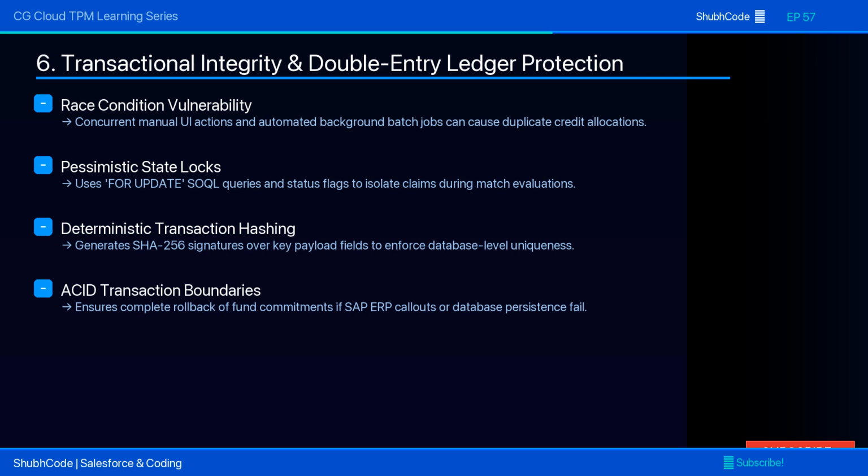The moment a claim evaluation initiates, the claim record updates its status to processing_lock__c equals true via a record locking Apex context using FOR UPDATE SOQL queries. Furthermore, every financial ledger movement generates a deterministic SHA-256 hash key based on tactic_ID plus check_number plus amount. If a secondary transaction attempts to write an entry with an identical hash, the database unique constraint instantly throws an exception and rolls back the transaction.